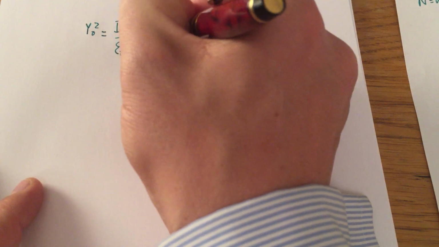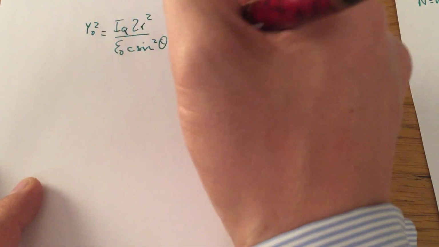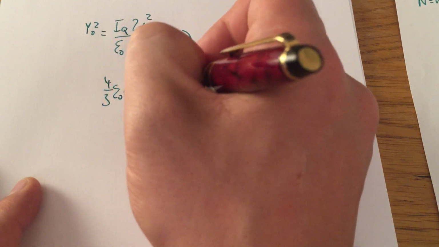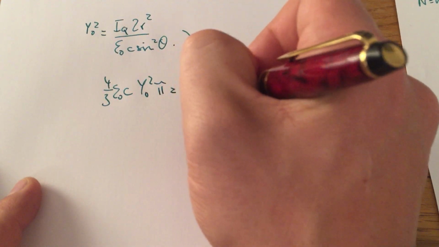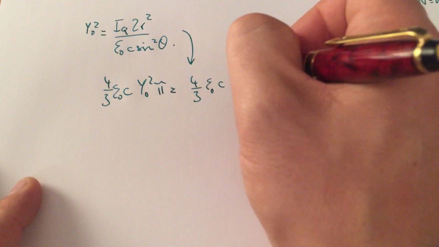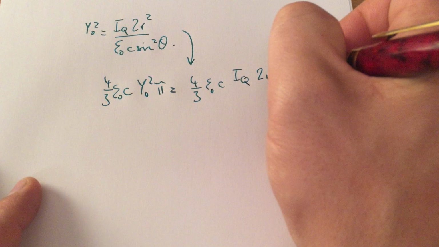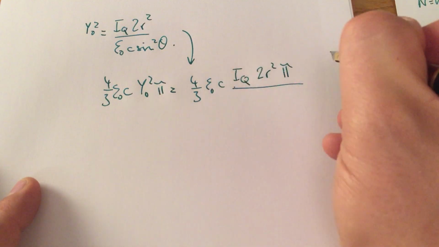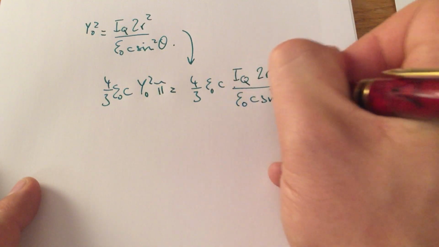We have y naught squared is IQ 2r squared over E naught C sine squared theta, and we're going to bolt that into 4 over 3 E naught C y naught squared pi, giving us 4 over 3 E naught C IQ 2r squared pi, divided by E naught C sine squared theta.